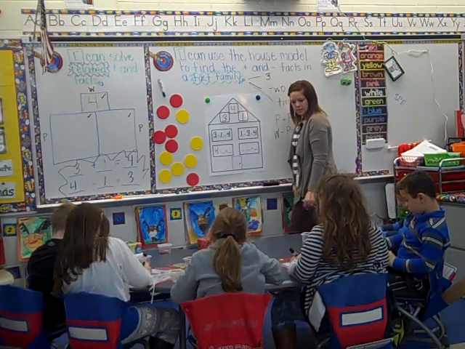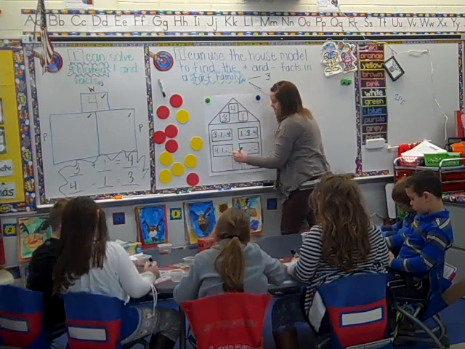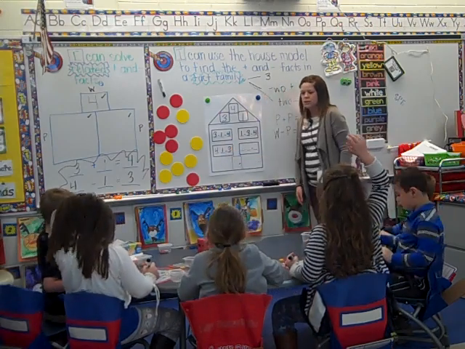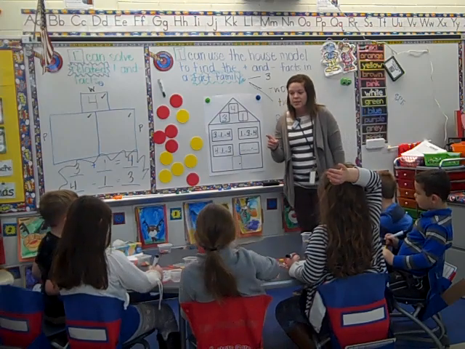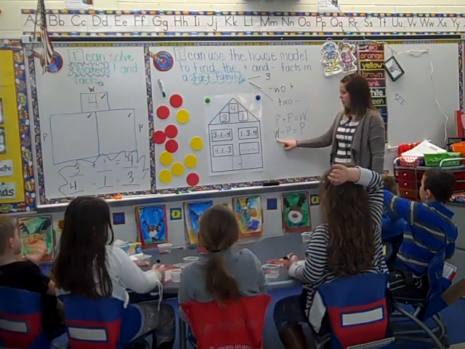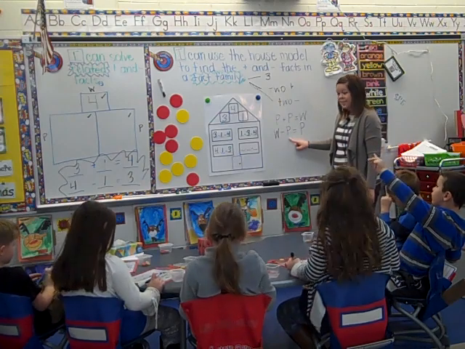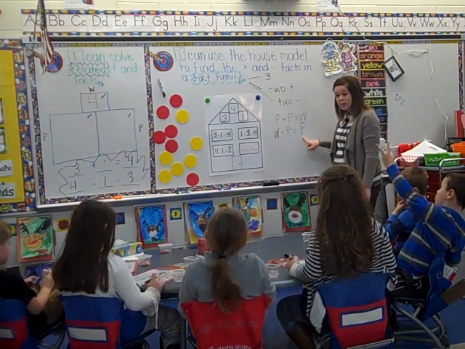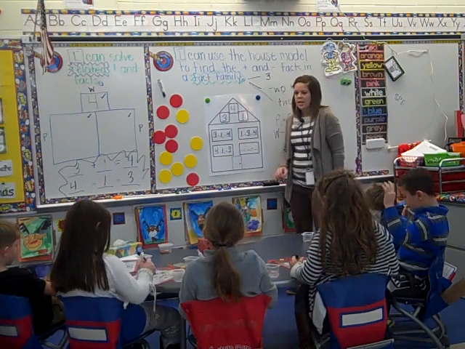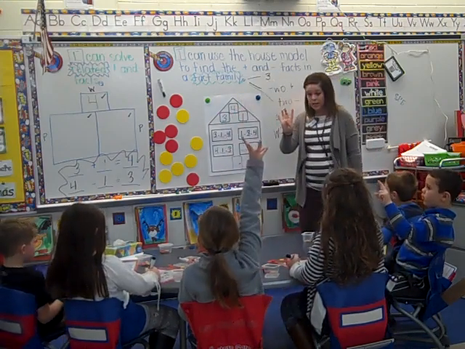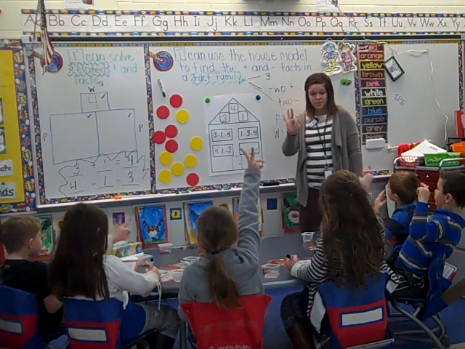4 minus 1 equals 3. Very good. Let's check. Did he use his whole first? Yes. Did he subtract a part? Yes. Very good. And did it equal the part? Yes. So let's check. 4 minus 1 equals 3.